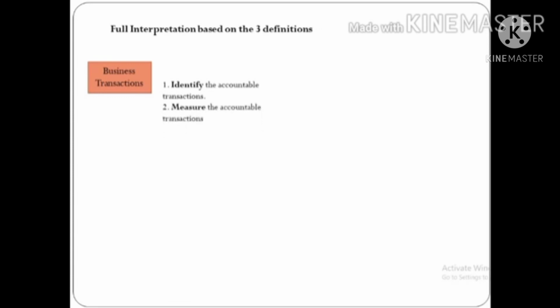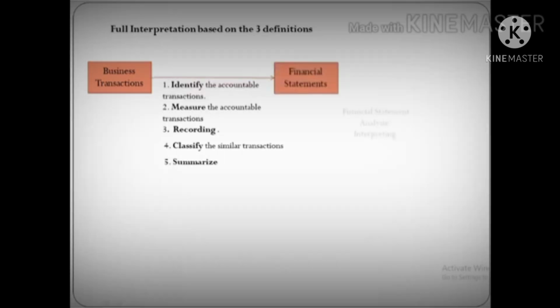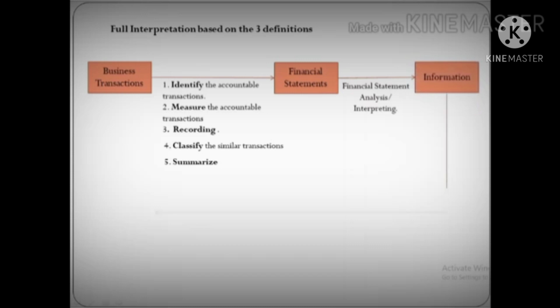So if you're going to summarize the three definitions of accounting in one, we can say that accounting is a service activity which starts with the consideration of business transactions by identifying which ones are accountable. After that, the accountable transactions will be properly measured and valued, and then those transactions will be recorded, classified, and summarized to form financial statements. The financial statements will then be analyzed to extract financial information, and this information will be passed to the users of financial information to aid them in their decision making.